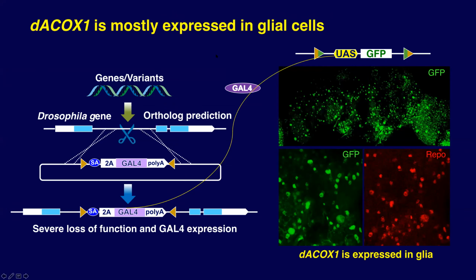We first modeled the loss of function of ACOX1 using the strategy that I explained, where we introduce a GAL4. This then will disrupt the gene. This GAL4 can then also be used to drive a GFP. And the first thing we noted, which was kind of perplexing to us, was that ACOX1 was not ubiquitously expressed. It was actually only expressed in very few cells in the brain, and those were glial cells. We also found that it was expressed in other cells like the immune system and the fat body, but in the nervous system, it was mostly not expressed in neurons.